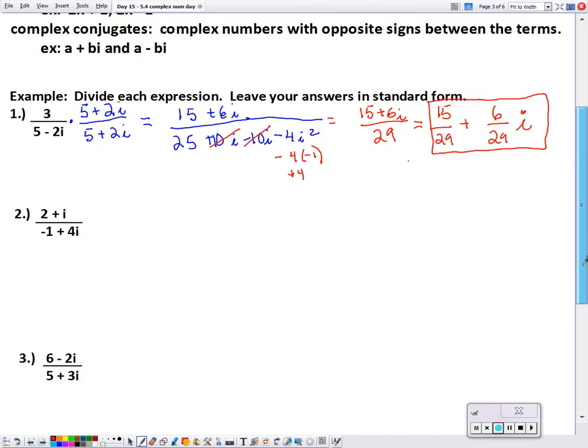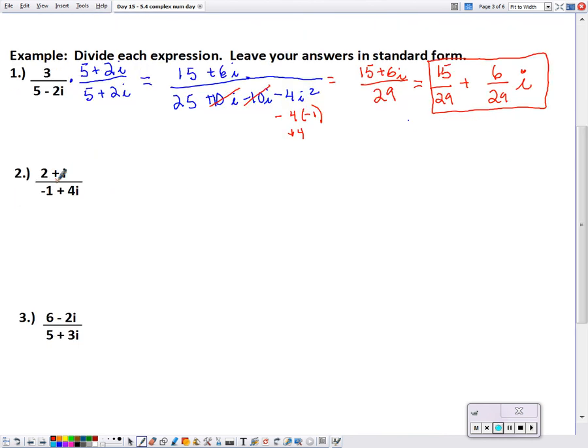So for number 2, we've got negative 1 plus 4i in the denominator. So we're going to multiply by negative 1 minus 4i over negative 1 minus 4i. That's going to give us, now here, number 1, we could just distribute. Well, in number 2, we're going to need to really be careful because we have 2 sets of binomials to multiply. The numerator is going to become negative 1 minus 8i minus 1i minus 4i squared.